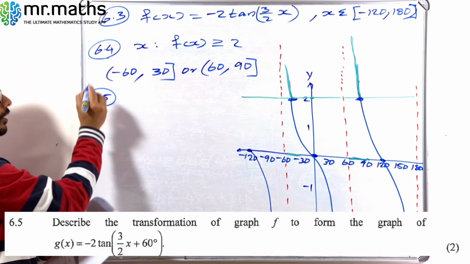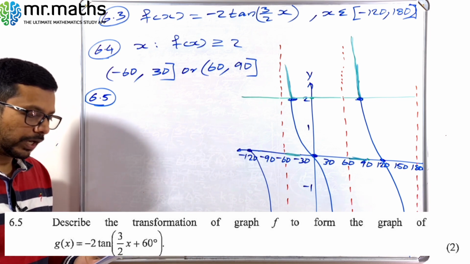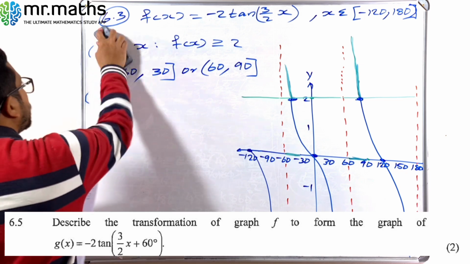Question number 6.5. What is that question? Describe the transformation of graph f to form the graph of g of x is equal to minus 2 tan 3 over 2 x plus 60. So there is another graph. Okay, let me erase this one.